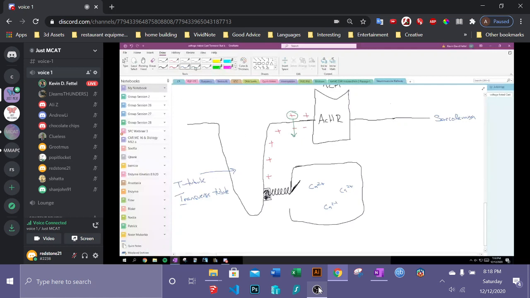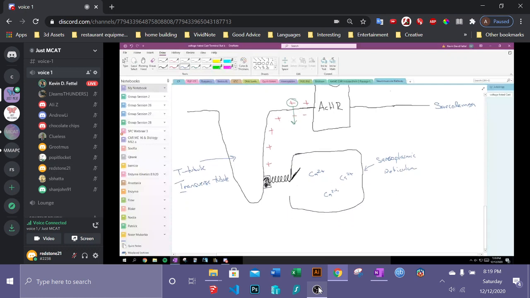And let me label everything. This bag of calcium is known as the sarcoplasmic reticulum. It's just a modified ER, a modified endoplasmic reticulum. It's modified for the muscle, hence sarcoplasmic reticulum, to hold calcium. Okay. So this calcium is going to move out of this specialized organelle known as the sarcoplasmic reticulum.